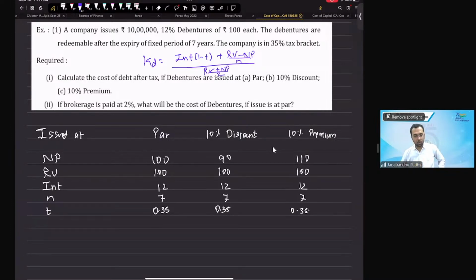Okay. So use this formula and try to get the answer, guys. Give me the answer for all the 3 sub questions.